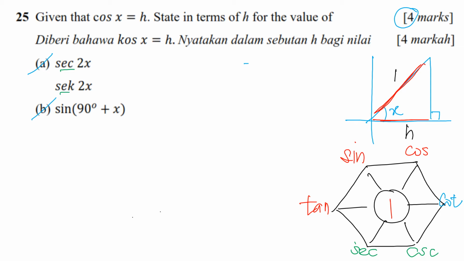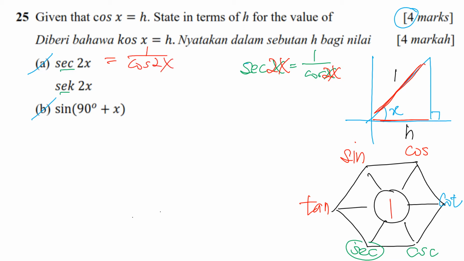Now what do I do? So 1 over cos equals secant. You memorize this one from the hexagon. Secant x is equal to 1 over cos x. Now your x is 2x, so you change this one to 2x. Very simple. Then you shall get this equal to 1 over cos 2x.